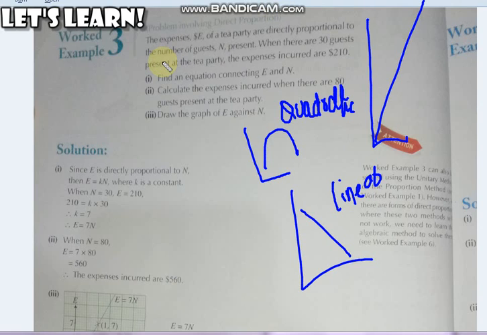So the question is, the expenses $E of a tea party are directly proportional to the number of guests. So the first statement over here is actually telling us the relation. Expenses of a tea party, how much we are spending on a tea party, is directly proportional to the number of guests. कह रहे कि जितने भी हम expenses spend कर रहे हैं, the money we are spending on the tea party, directly connected है किस चीज़ से? The number of guests. And that's very obvious.